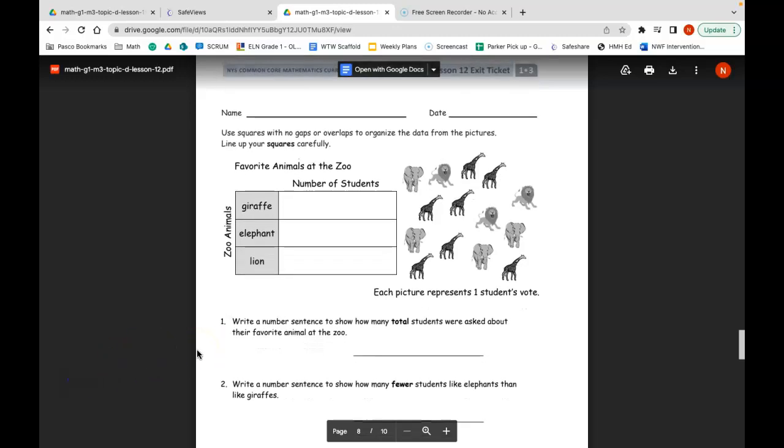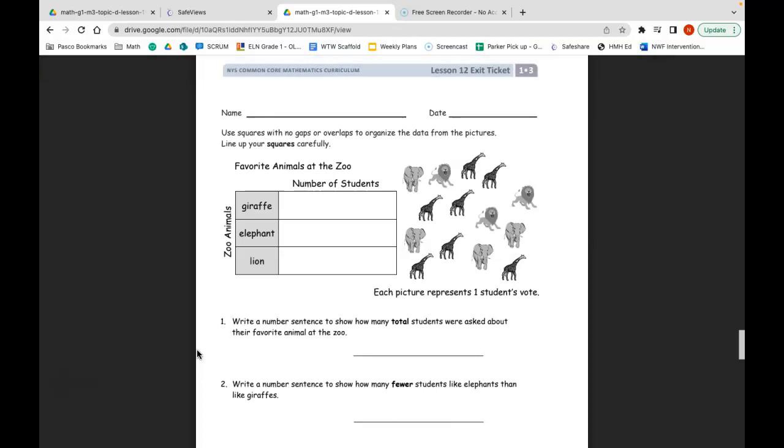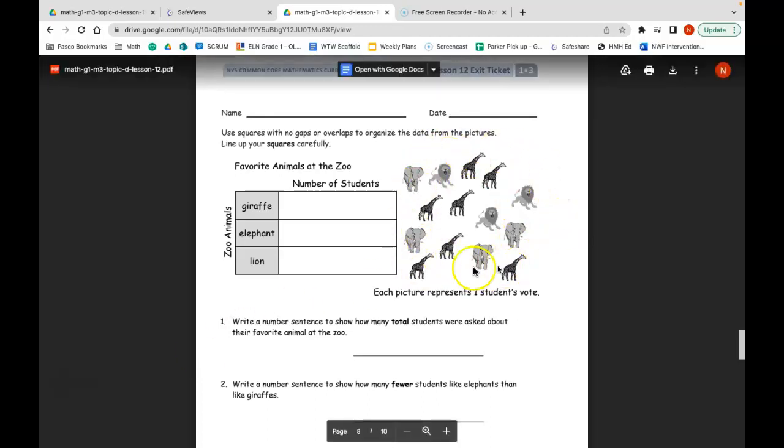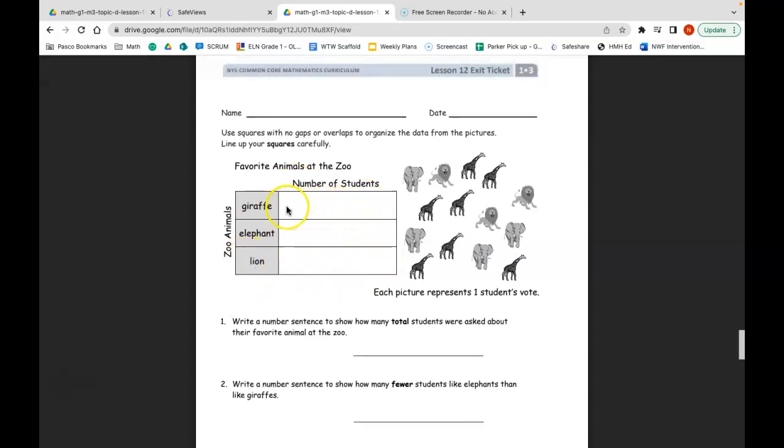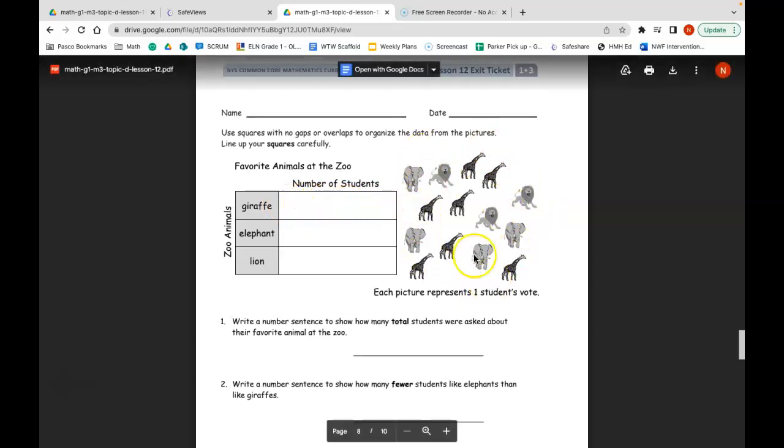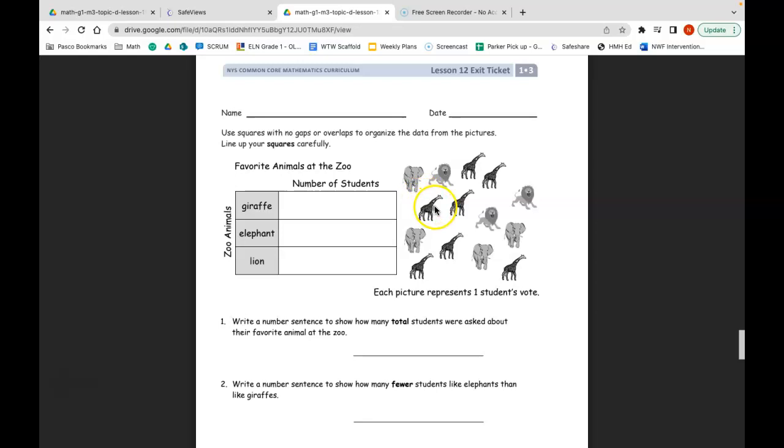Hi friends, this is your Lesson 12 exit ticket. So just like we did in our practice, you will see some data over here that you're going to put on this data chart. Okay, so remember, you're putting the squares that are right next to each other. So as you're counting up your animals, make sure you cross them off so you don't recount them again.